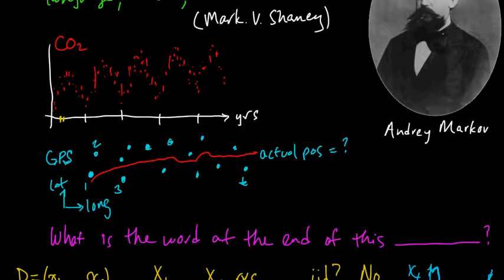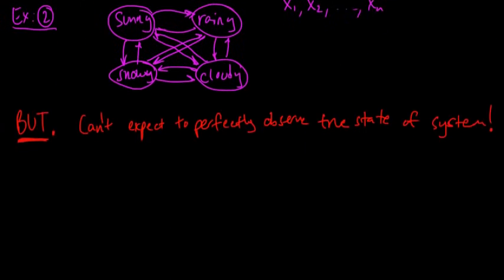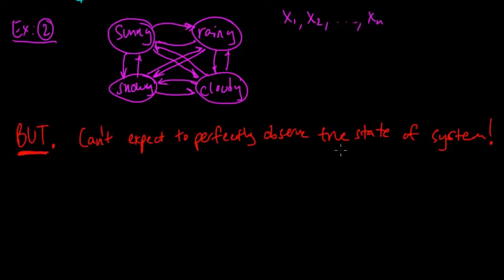And the same thing here with CO2. Maybe our measurements are noisy because in a particular region there are some variations. And maybe there's some true total measure of CO2, and this is a noisy measurement of that. So back down here, the problem is that this model is a little bit too limited, because we're never going to perfectly observe the complete true state of the system.